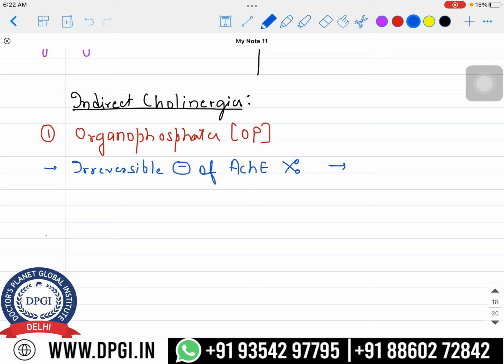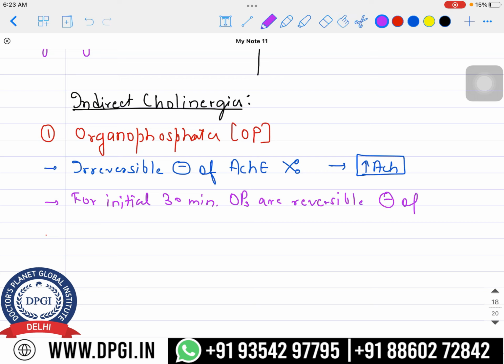So eventually what will happen? More and more acetylcholine will be there, right? We can understand that very easily. Now let me talk about organophosphates. I said that for the initial 30 minutes we can do something. For the initial 30 minutes, OPs are reversible blockers of acetylcholinesterase, but after 30 minutes they usually become irreversible.